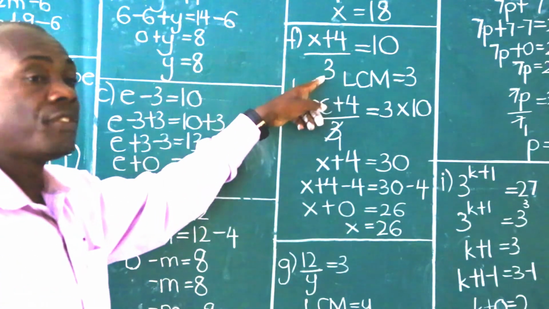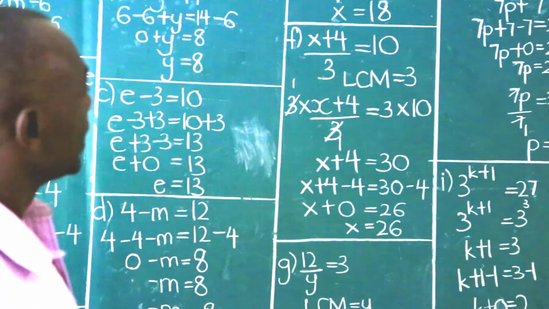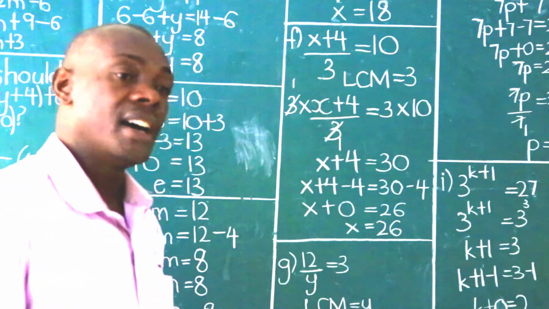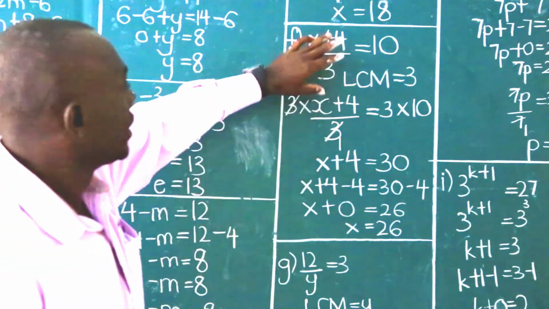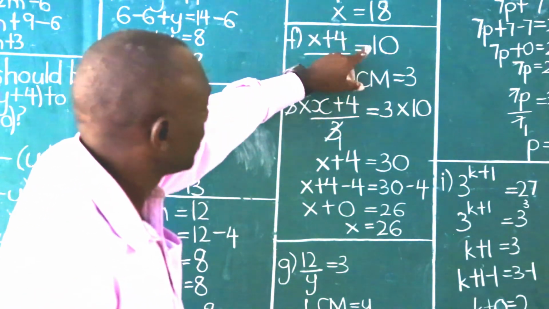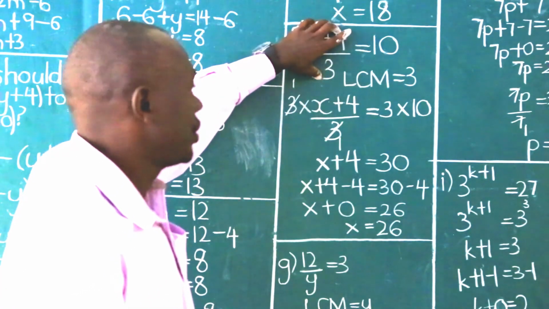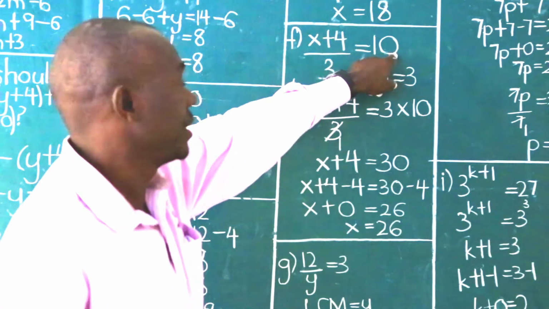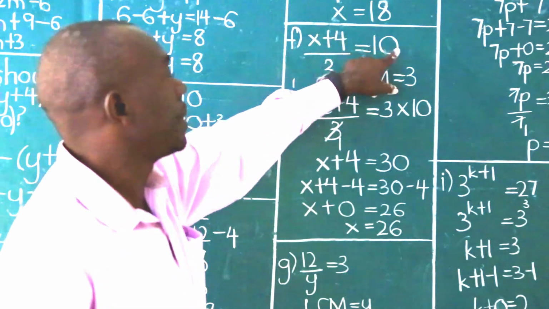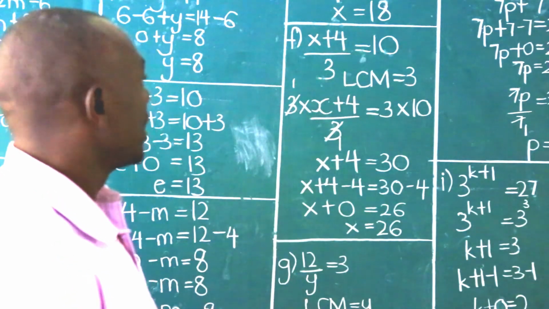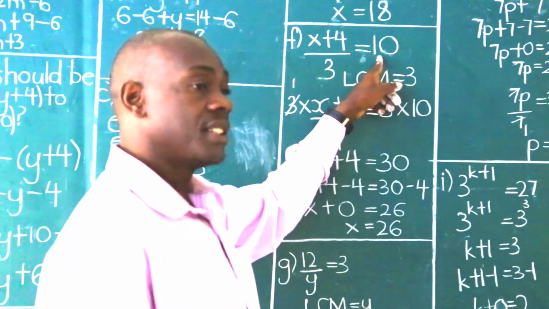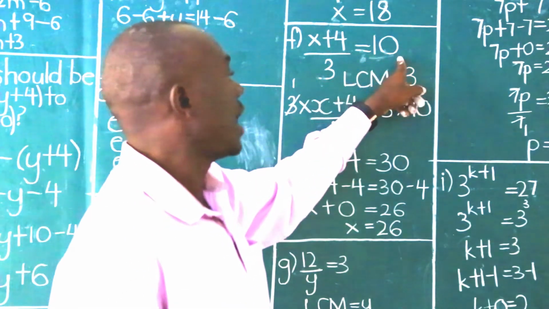x plus 4 divided by 3 is equal to 10. Still first determine the number of parties you have. This is one fraction, which is a party, and this is an equal sign, which is a sign, and this is a party. Say here: party, sign, party. Still two parties, and remember, like I said, 10 as a fraction is 10 out of 1.